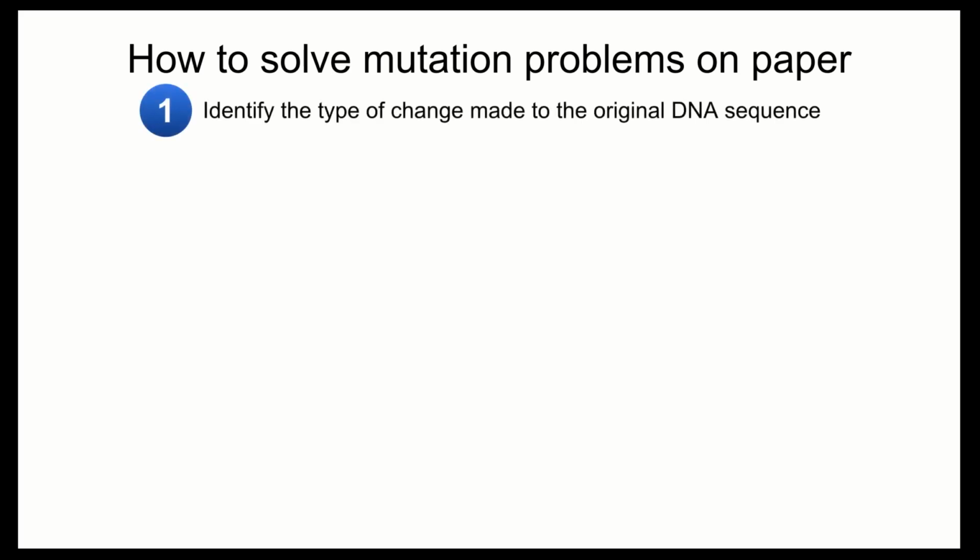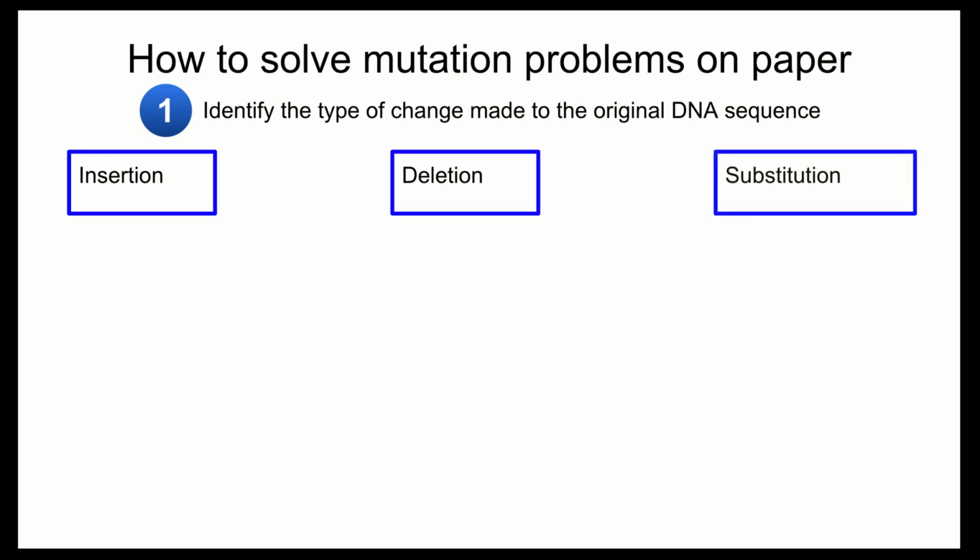So you're going to be presented with mutation problems on paper. And what they'll probably be like is saying, here's a DNA sequence, here's the mutation, what is the impact on the final amino acid sequence, and what kind of mutation are we looking at? So here's how to solve those problems. Step 1, identify the type of change made to the original DNA sequence. Was it an insertion, was it a deletion, or was it a substitution? Write that down. That's the first part of your answer to what type of mutation we're looking at.